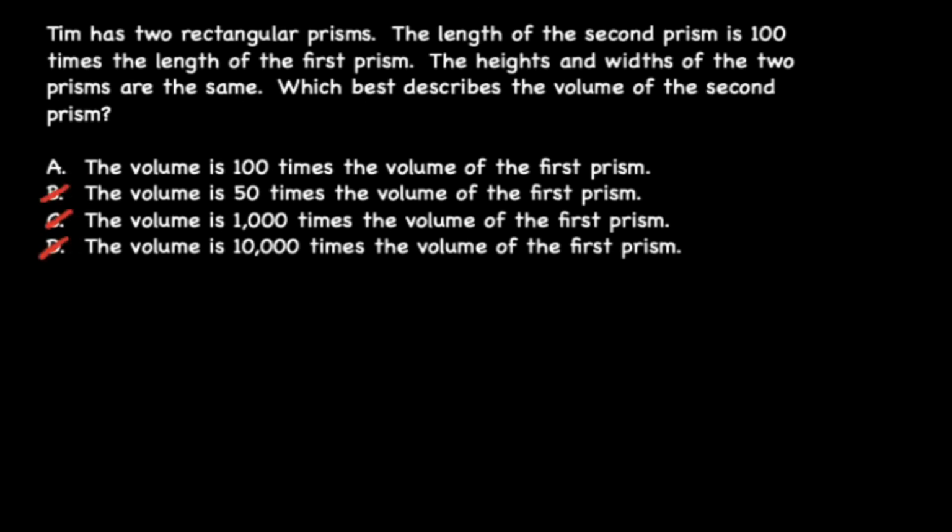Because it's saying the length of the second prism is 100 times the length of the first one, and the heights and widths of the two prisms are the same. Which best describes the volume of the second prism? Well, the volume is 100 times the volume of the first prism. So answer choice A is the correct answer choice here. Okay, so let's move right along.